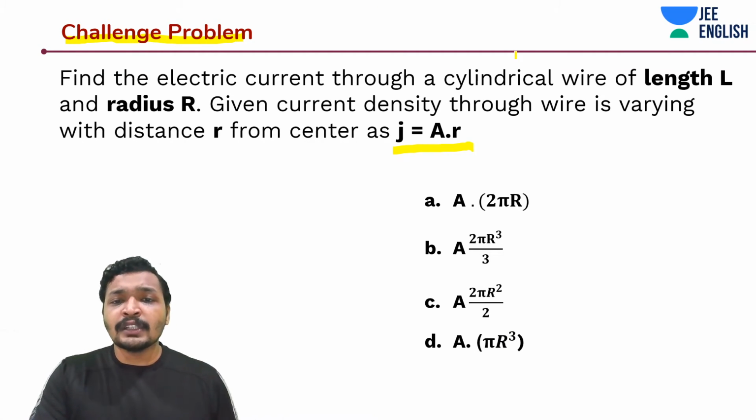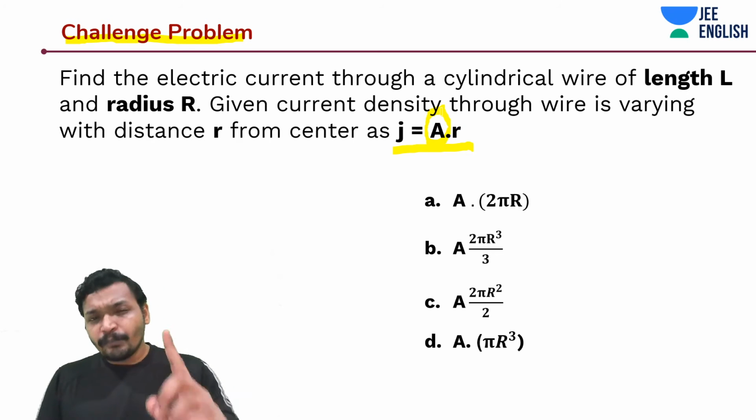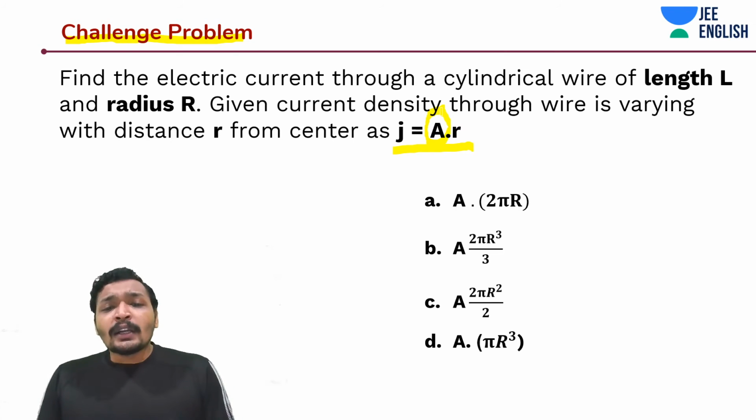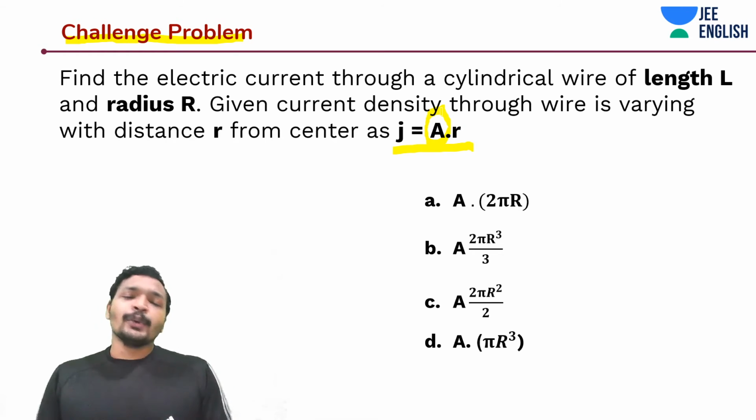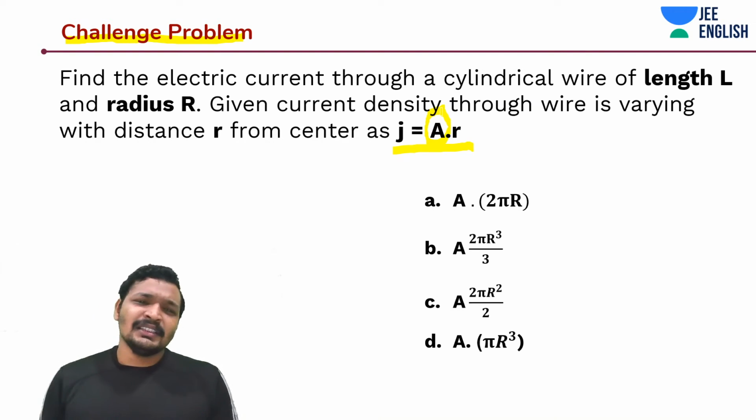In this case, don't confuse it with area. A is some constant. Until and unless explicitly told it's an area, you should not take it as area. Or else they may even give B into r or something like that. So it's a constant into r, not area into r. And guys, what is the current? How are you going to do it? Can you simply multiply it by pi R square? Just put pi, capital R, whole square.